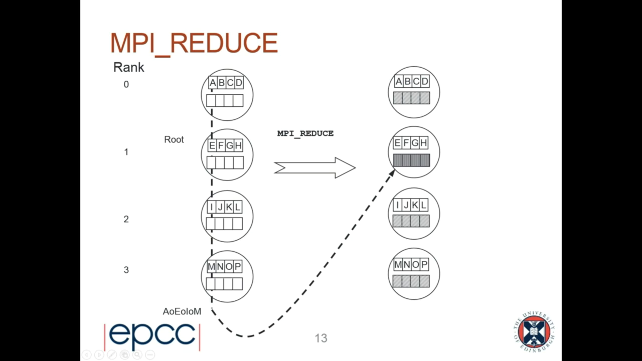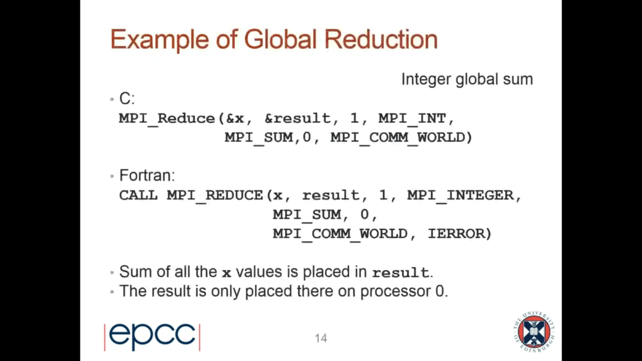And the other important thing is that MPI will implement these efficiently. Your message around a ring will take, for P processes, P messages, which is a bad thing to do. A system implementation of reduction will be much more efficient, and typically the time will grow as the logarithm of the number of processes. So a classic one is an integer global sum. You do this all the time.